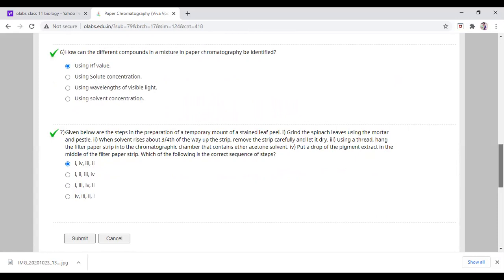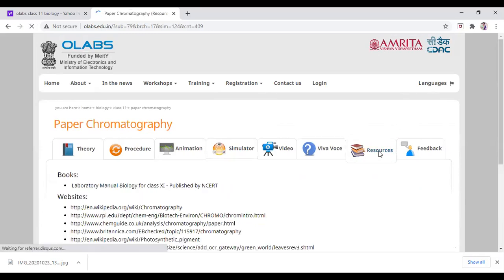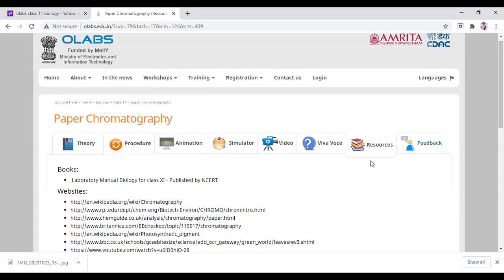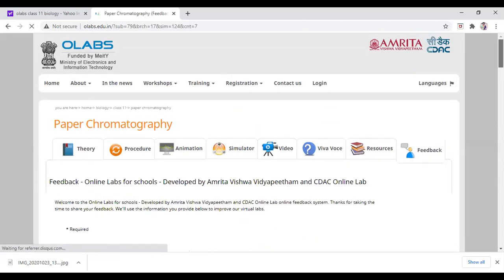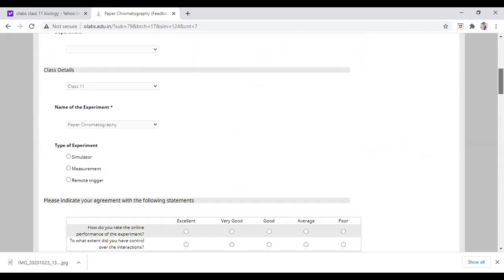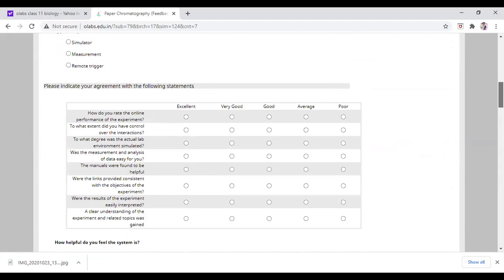Okay. So I hope this is clear to you. We have done the viva voce also. Then resources. What are the resources? Lab manuals. You can see it in lab manuals. Okay. The feedback. How was your session? This is the feedback form.